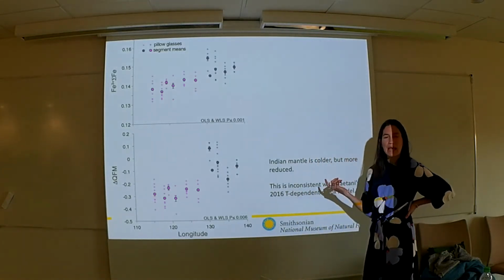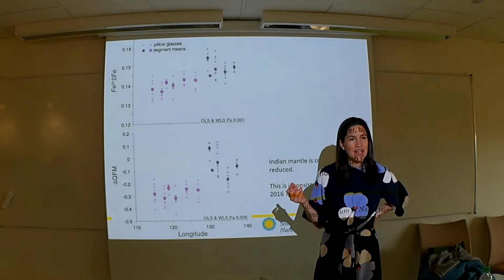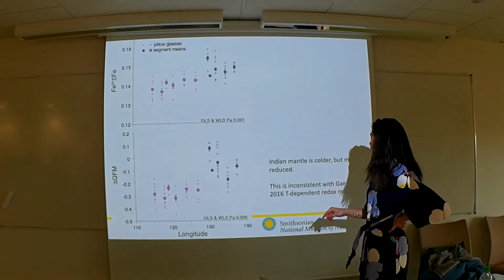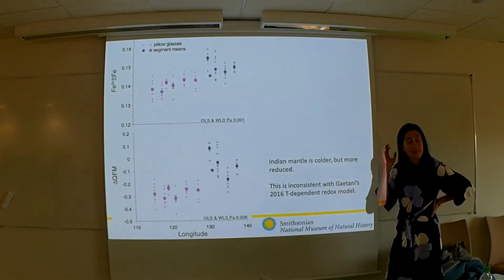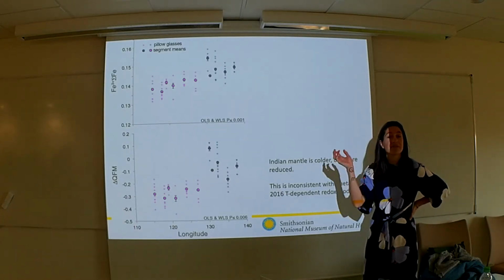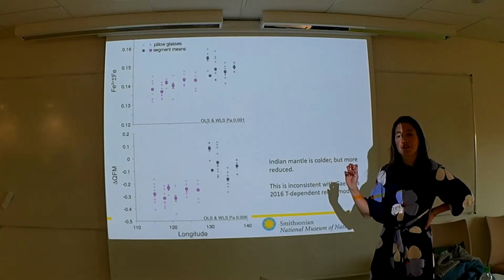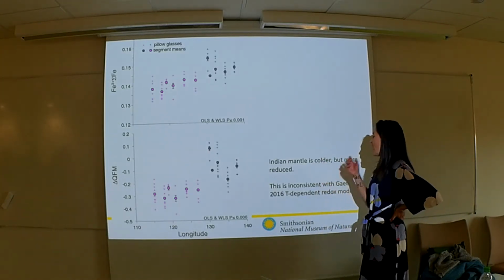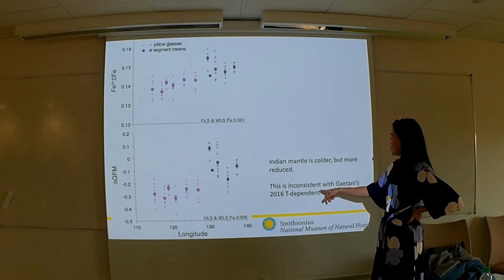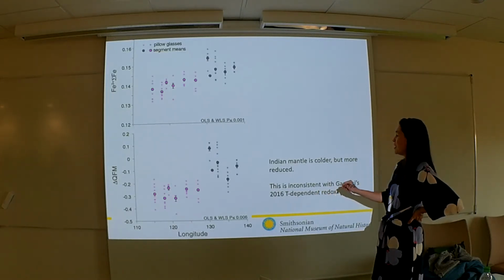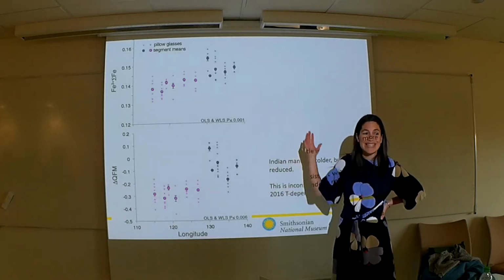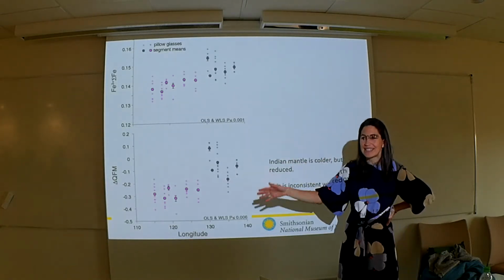And the only paper that's come out recently that tries to relate mantle potential temperature to redox is a paper by Glenn Gaetani, which came out in 2016, looking at the relationship between ferric-ferrous ratios during melting and potential temperature. And he predicted that the temperature dependence would be that colder mantle would be more oxidized. So the exact opposite. We're finding the exact opposite.